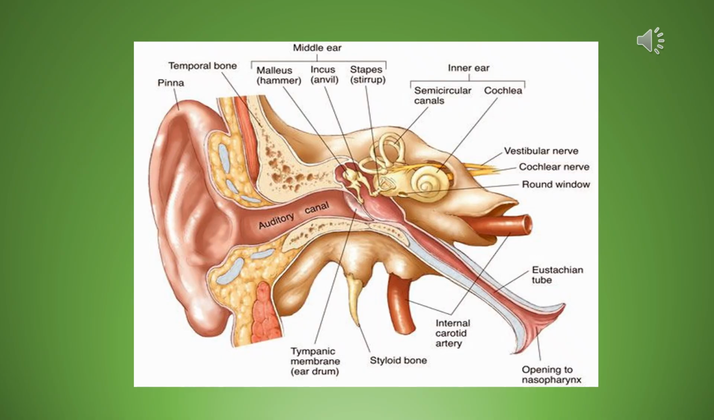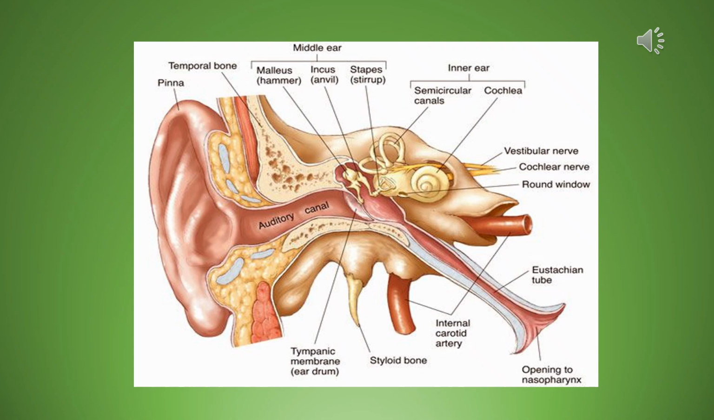Well, once the auricles have funneled the waves of compressed air molecules into the external acoustic meatus. By the way, the auricle there is labeled pinna. Sometimes it is called the pinna of the ear. I prefer auricle. Anyway, if we funnel those waves into what is called here the auditory canal, the auditory canal has a dead end. There is a membrane there that is the tympanic membrane or the eardrum.